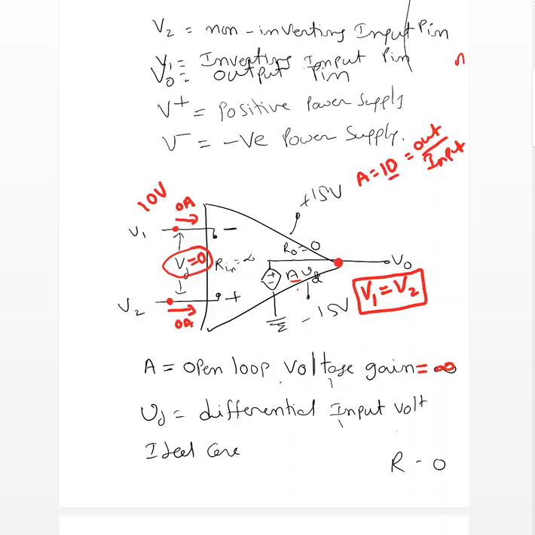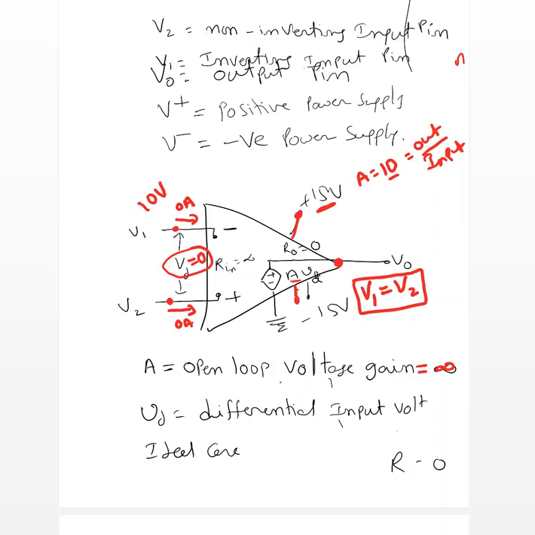But the output is going to be limited, or cut off, at the supply value. So if the supply value is 15 volts, the output can give you a maximum of 15 volts, even though the gain is 100 times more or 10 times more. So the output is going to be limited at the positive and negative power supply. Those are the three important points. What are the important points? First thing, V1 equal to V2 all the time, and the currents going in are always 0.